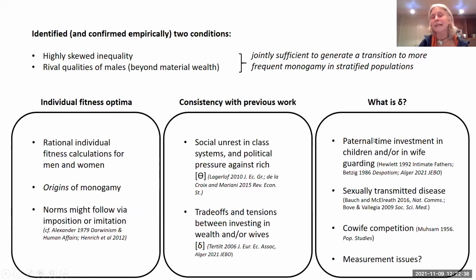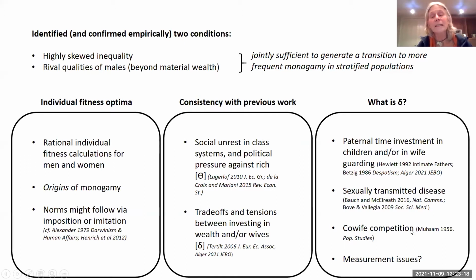So we can only speculate here, but one thing might be paternal time investment, as I've been glossing it, or possibly time invested in guarding wives. These are obviously topics that have been discussed by evolutionary anthropologists in the past. Another possibility might be sexually transmitted disease. We know both from models and from empirical work that STIs are more common in polygynous populations than monogamous populations. So this might contribute to this delta.